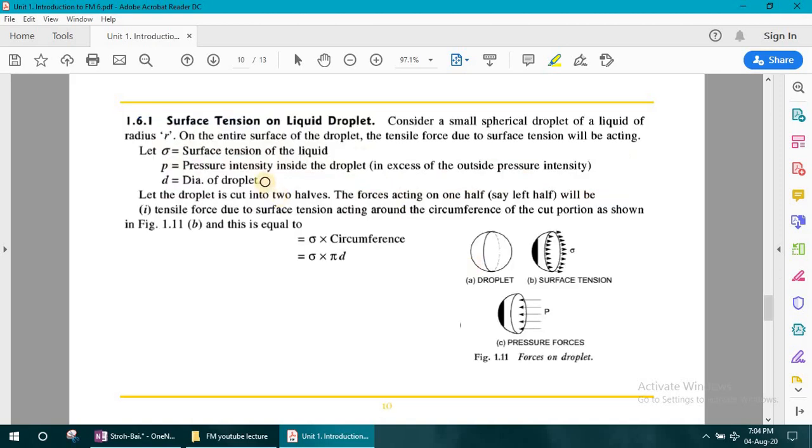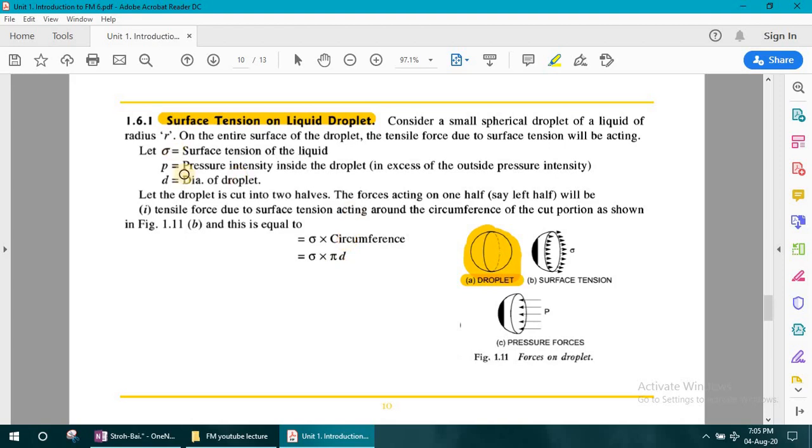Now we will understand surface tension on a liquid droplet. We have considered 2-3 cases where surface tension occurs. So let's consider first of all a liquid droplet. It looks like a spherical shaped droplet. So this is the first phenomenon of surface tension.